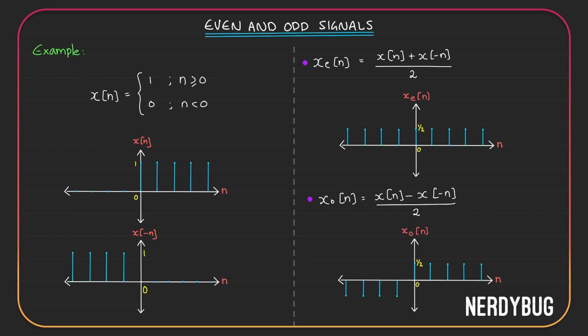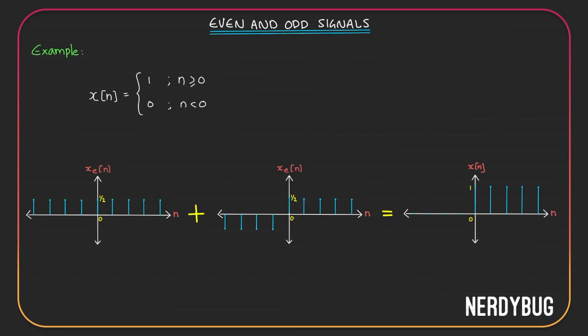So xo of n, the odd component, will have, from 0, 1, 2, 3, all these points, 1 by 2, positive 1. On the left hand side, for minus 1, minus 2, minus 3, etc., we will have minus 1 by 2. Now let us check if this is correct. How do we check it? We'll try to add the even and odd components and check if the original one comes out or not.